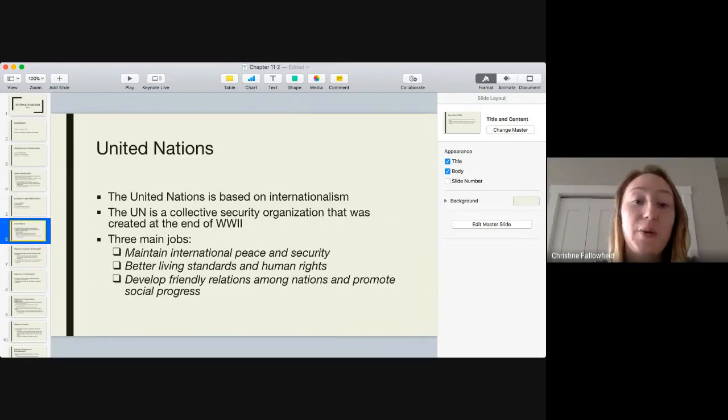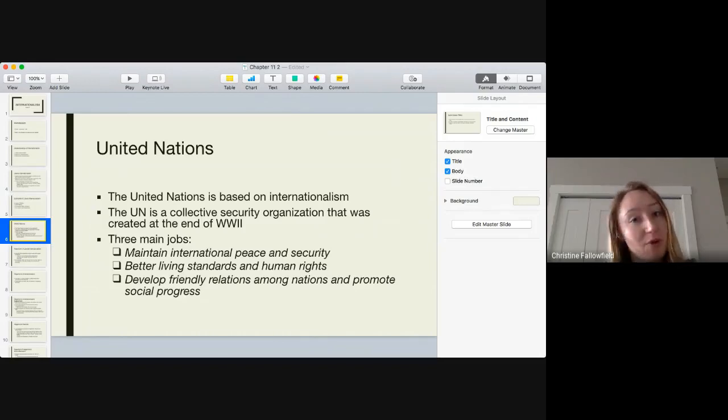as organizations. So a brief piece on the United Nations. This is not an exhaustive list, but realistically, this is based on internationalism, and it's a collective security organization created at the end of the Second World War. We know the League of Nations preceded this, didn't work so well after the First World War, ergo we had a Second World War, but its main goals or jobs are to maintain international peace and security, create and promote better standards of living and human rights across the globe, and to develop friendly relationships between nations and to promote social progress. So that's not just economic progress, but also social progress.